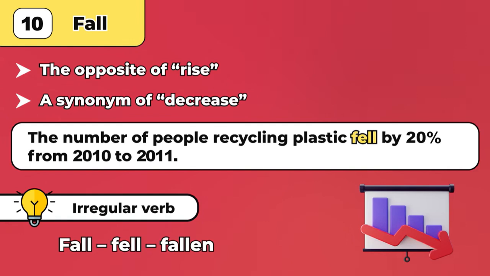The next word is fall. This is the opposite of rise, so it is a synonym of decrease. For example, the number of people recycling plastic fell by 20% from 2010 to 2011. Like rise, fall is also an irregular verb: fall, fell and fallen.